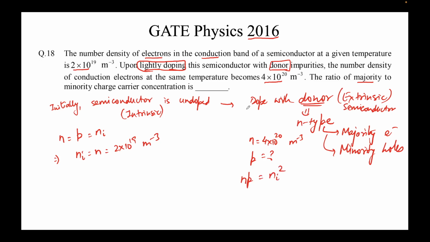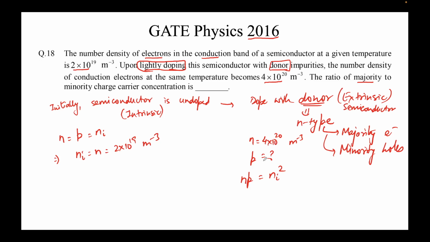Note that this doping, the intrinsic as well as the extrinsic case, is happening at the same temperature because it's written in the question. So earlier when it's undoped, let's say it's at some temperature, say 300 Kelvin, room temperature, and after doping the semiconductor remains at the same temperature. Hence, we can apply the law of mass action, np equal to Ni square.